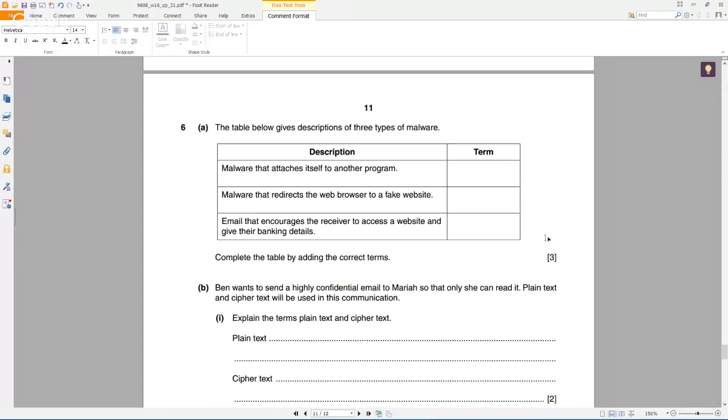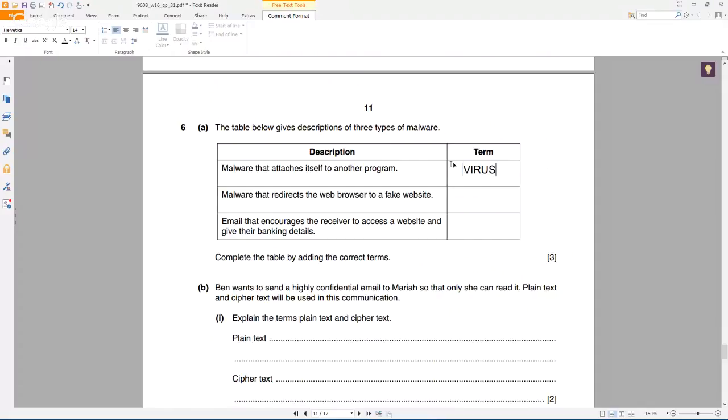And then we have the last page. This is about security. We need to give a description of the type of malware. So malware that attaches itself to other programs is usually a virus. That's basically what a virus is. A virus attaches itself to other executable code in order to spread across your computer.